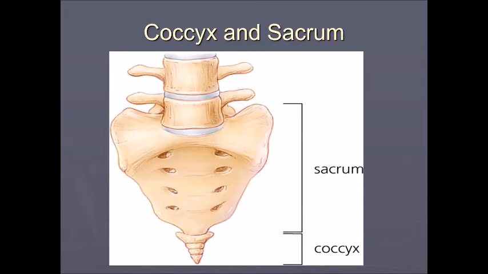All right, next you have the coccyx and the sacrum. This is basically the tailbone. The coccyx is going to be the very tip of the tailbone, and the sacrum is basically going to be the large bone that flares out towards the bottom of the spinal cord.